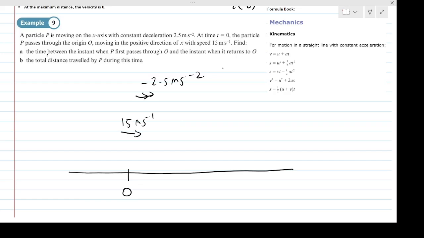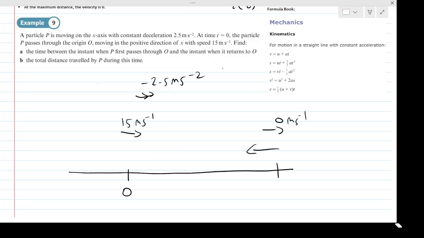Find the time between the instant when P first passes through O and the instant when it returns to O. So again, we've got this exact sort of situation where, because the acceleration is negative, it's going to slow down. When it's positive 15 at the start, it's going to slow down to 0 somewhere here. Then it's going to return back, speed up and move past O again. We want the time when that happens.